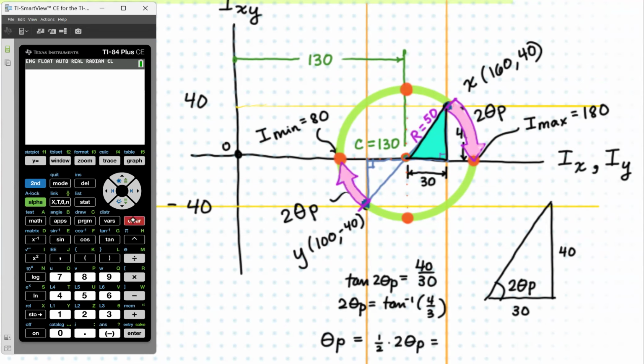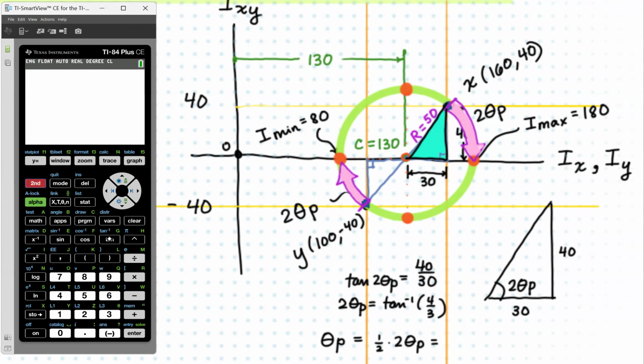Okay, so check my calculator. It looks like it's in radians, so let me fix that. These are usually reported in degrees. By the way, you can always look at the top of the calculator here. It says it's on engineering notation floating, so I'm getting all the digits. I don't know what that auto is, but real is real numbers, and degree versus radians are here. So it's good to check in there.